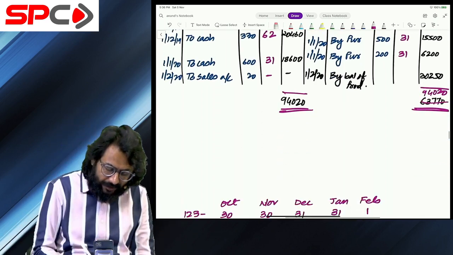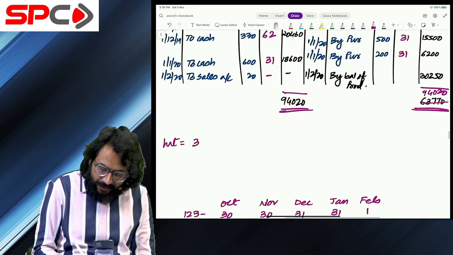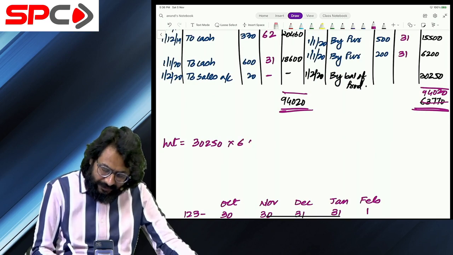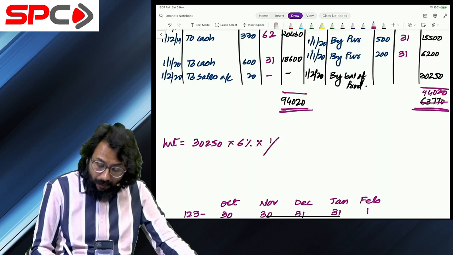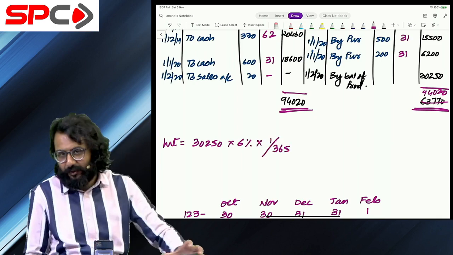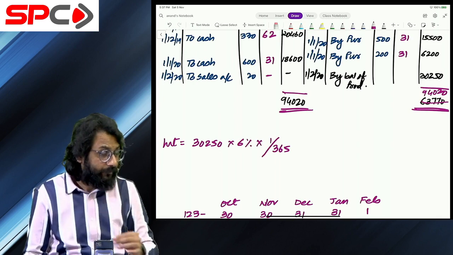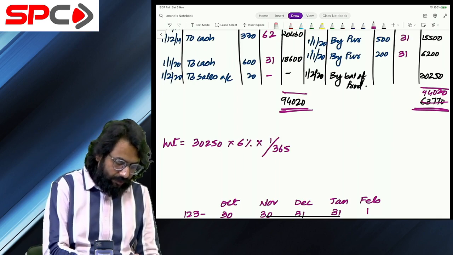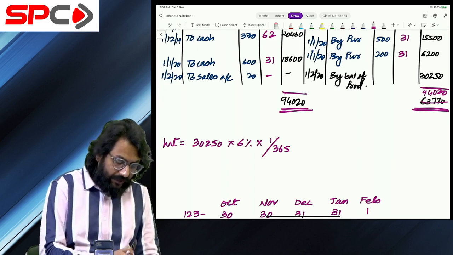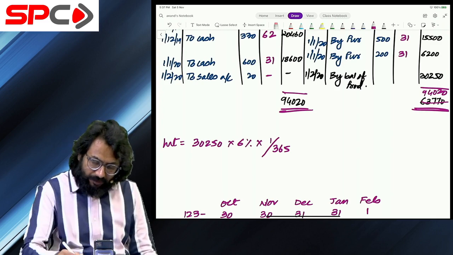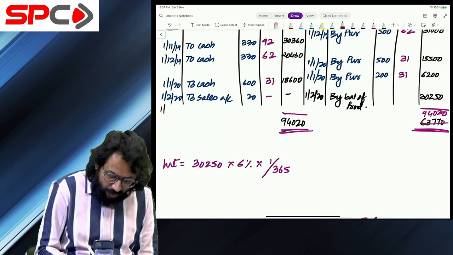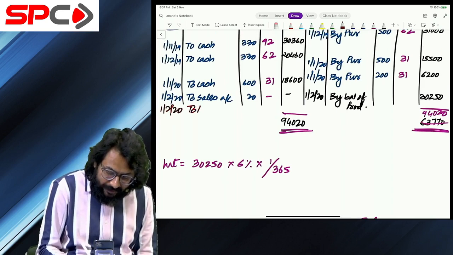So I'll calculate interest is equal to 30,250 into what is the rate of interest they have said? 6% into 1 by 365, because this time I have calculated in number of days. Say yes. So can I not say 30,250 into 6% divided by 365? Can I have the answer? 4.97. So can I not say 5? Now, my dear friend, I'll write down on 1st February, interest.